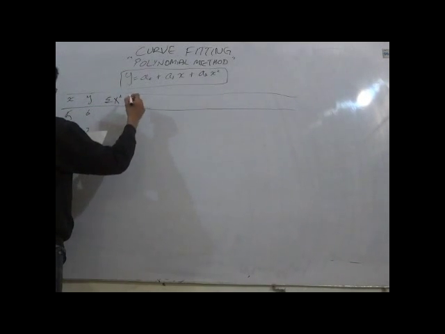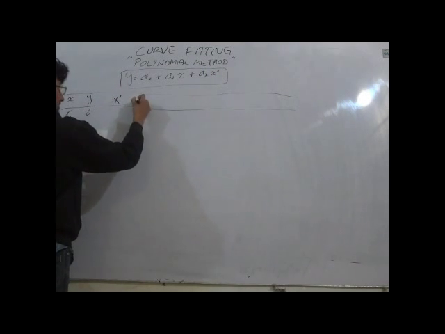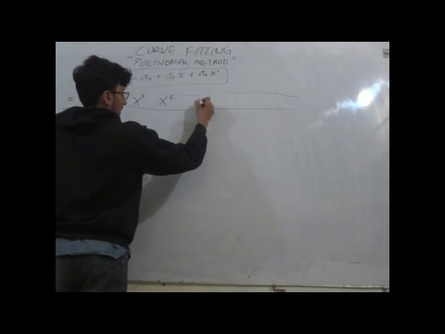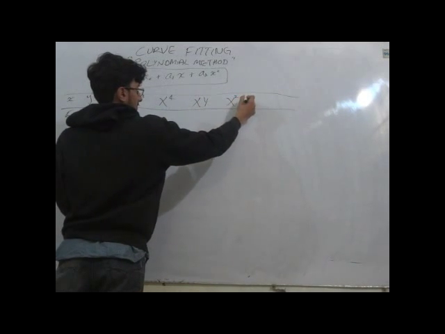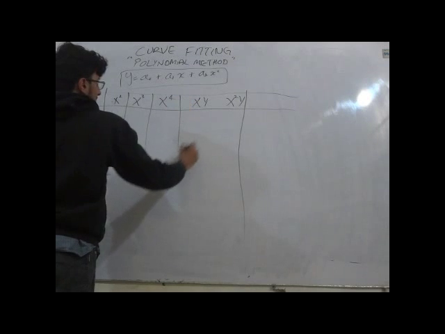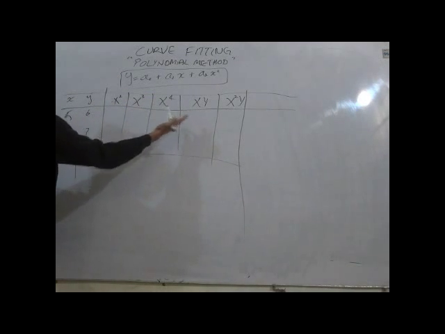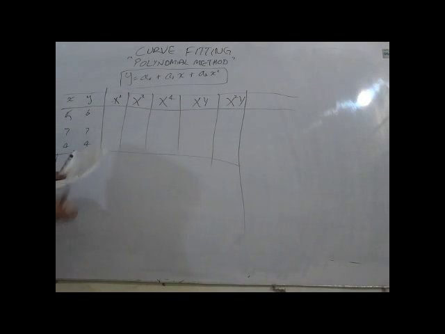This is 1. This is X. Since the summations are denoted by notations, we have to put values over here: the x squared, x cubed, the x to the fourth, the x into y, and similarly. So let me do it fast, quickly.